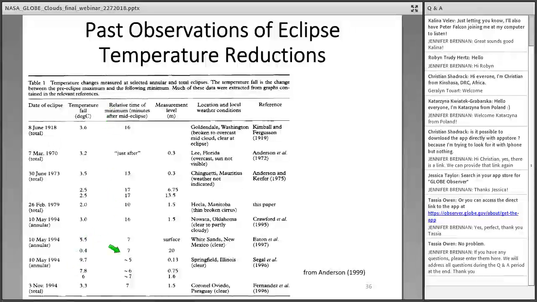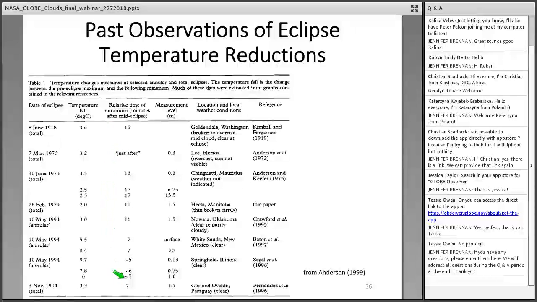What's particularly interesting is that if you look at this column, you can see the relative time of the maximum temperature depression caused by the eclipse, right after the time of maximum obscuration, or the time after mid-eclipse.